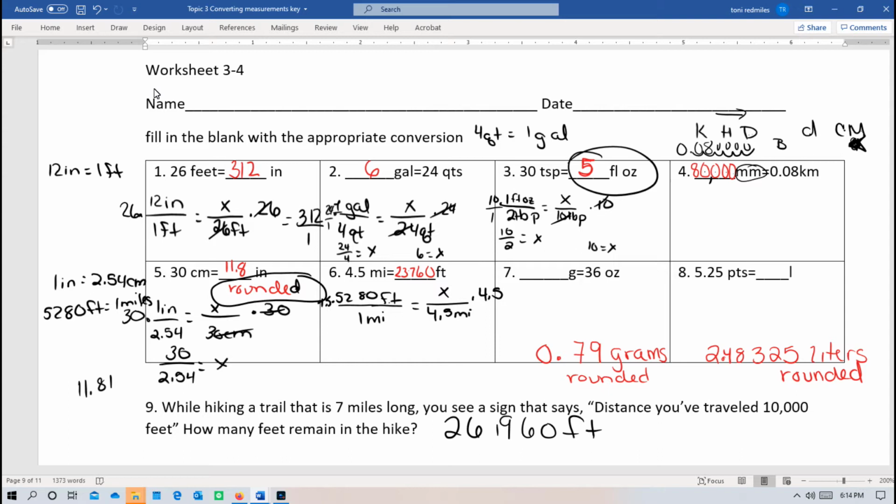Now you shouldn't have had a rounding error in this one. You should have multiplied 4.5. I said that you could keep your decimals to the tens place if you're not using a calculator, just because of time. I don't want you spending hours on these worksheets, okay? But you should be able to do that.